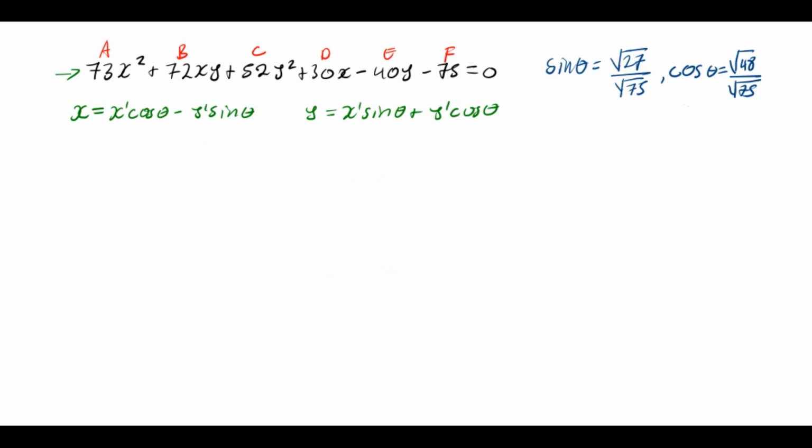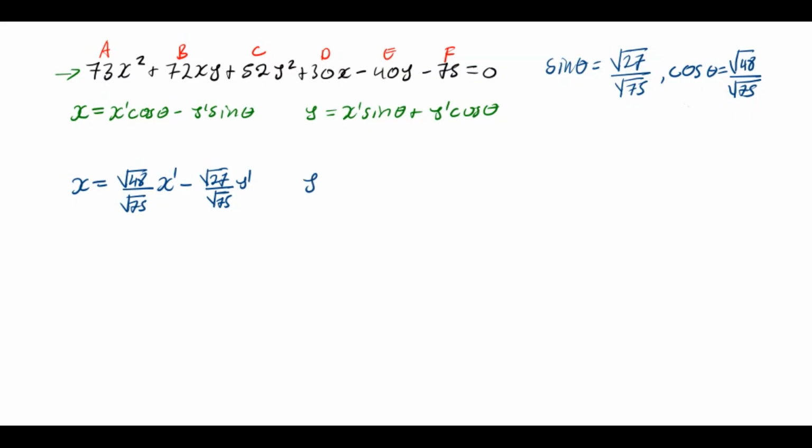Here now it will just be a matter of substituting. So our x is equal to, where we have cos, we put the square root of 48 divided by the square root of 75, times x prime, minus your sine, which is the square root of 27 divided by the square root of 75. I don't want to use decimal places here, so just use it the way it is. So here you have y prime.